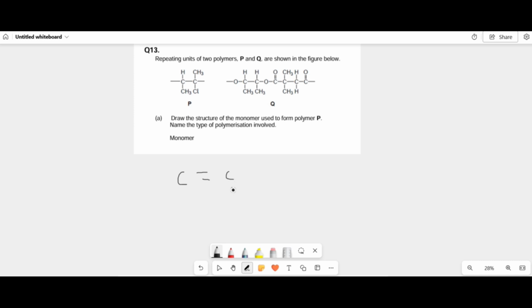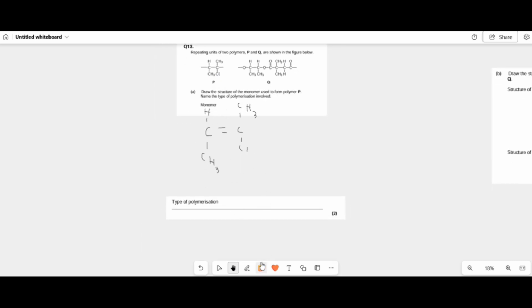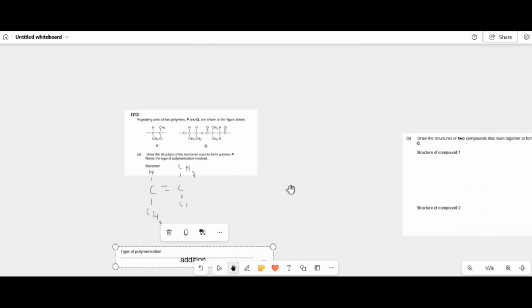So C double bond C, Cl, CH3, H, and then CH3. Name the type of polymerization, that's going to be addition polymer. There's no water being formed, it's not condensation. You've got the same monomer adding to itself, so it's going to be addition polymer. Pretty sure addition's got two Ds, but who cares?